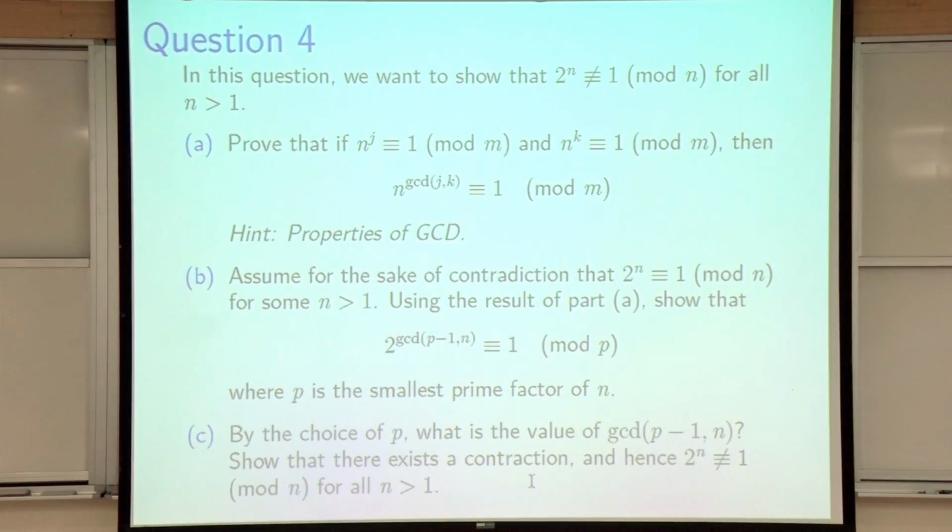And for question 4, in this question we want to show that 2 to the power n is not congruent to 1 modulo n for all n greater than 1. So here we want to prove this property using proof by contradiction. Assume that this is actually false, so 2 to the power n is actually congruent to 1, but we find there is a contradiction. So hence the initial assumption is false, and hence this is true.